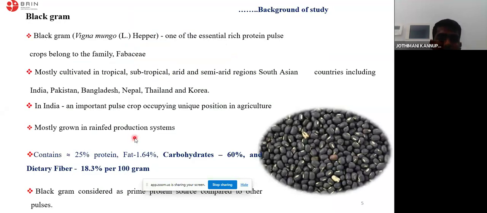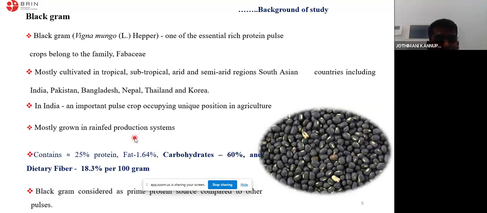The black gram, Vigna mungo, is one of the essential protein-rich pulse crops belonging to the family Fabaceae. It's mostly cultivated in tropical and subtropical regions of arid and semi-arid South Asian countries, including India, Pakistan, Bangladesh, Nepal, and Thailand. In India, it's an important pulse crop occupying a unique position in agriculture, mostly grown in a rain-fed production system.